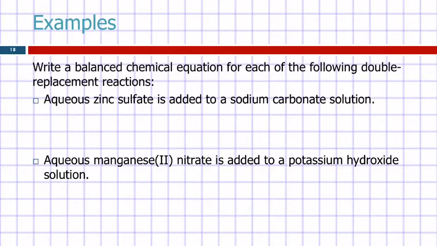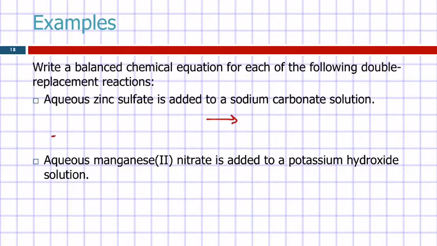Write balanced chemical equations for each of the following double replacement reactions. So aqueous zinc sulfate is added to a sodium carbonate solution. Well, let's stick the arrow in here so we can separate reactants from products. Sometimes you're given words like this, sometimes you're given the formulas. We need the formula for zinc sulfate. To write the formula, we need the ions first.